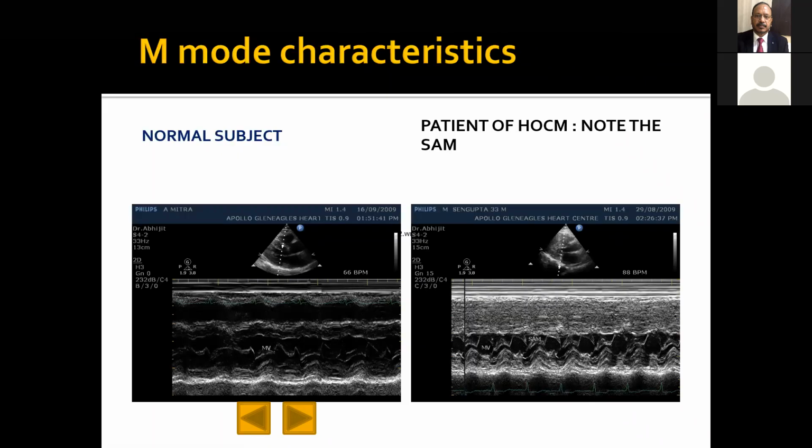M-mode characteristics: there is something known as systolic anterior motion. This is systole, and the mitral valve goes forward. Here in systole, it is flat, but if it went forward, then it is systolic anterior motion.